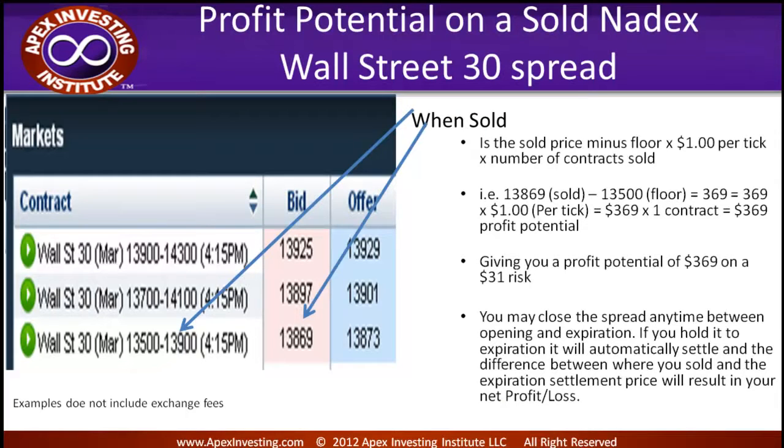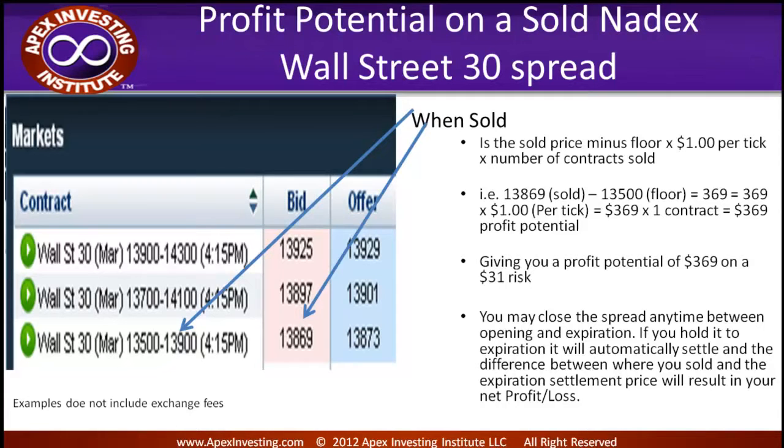So to calculate the profit potential, we simply take the sold price, 13,869, minus the floor, because we can make money all the way down to the floor of 13,500. The difference between those two is 369, and we make $1 per tick, or up to $1 per tick. So that's $369 per contract profit potential, giving you a profit potential of $369 on a $31 risk.